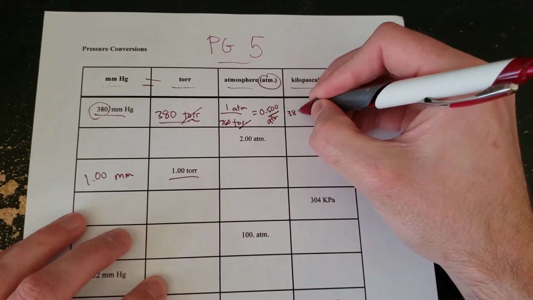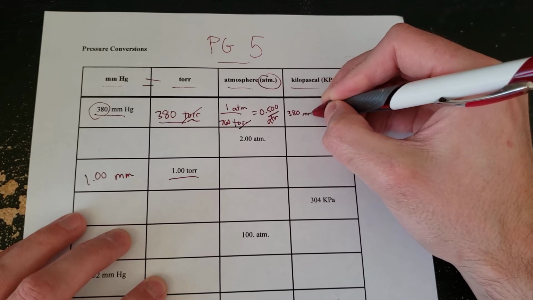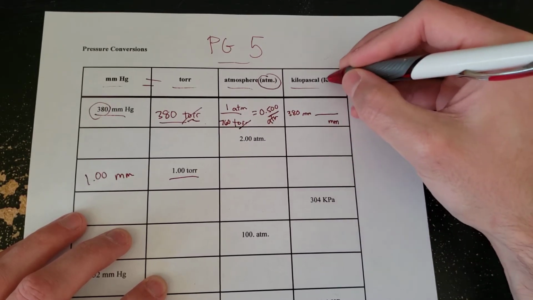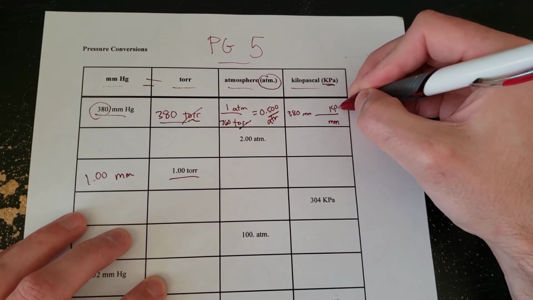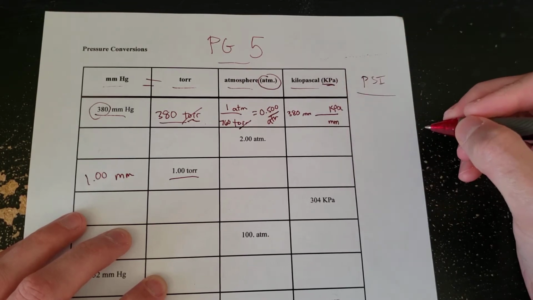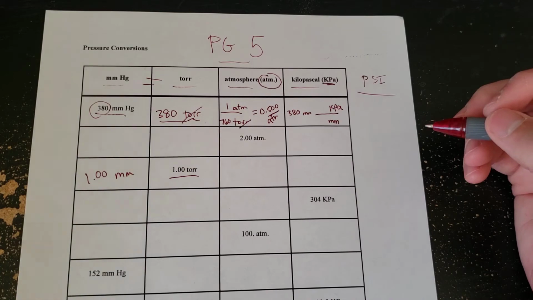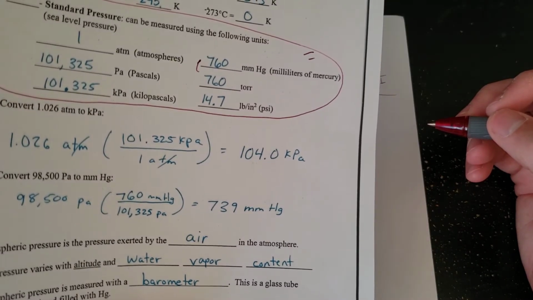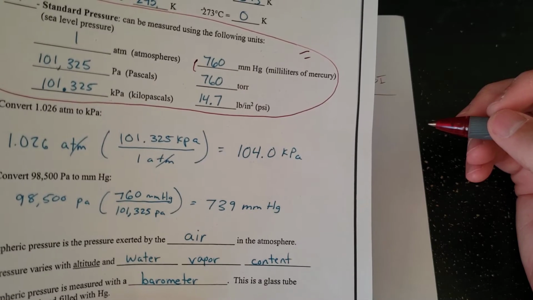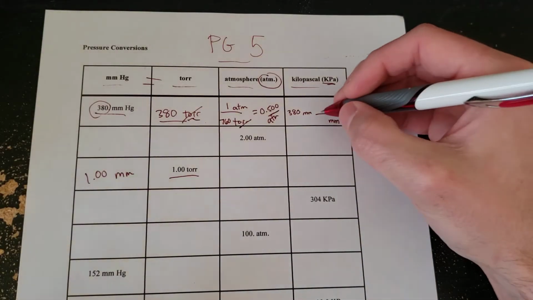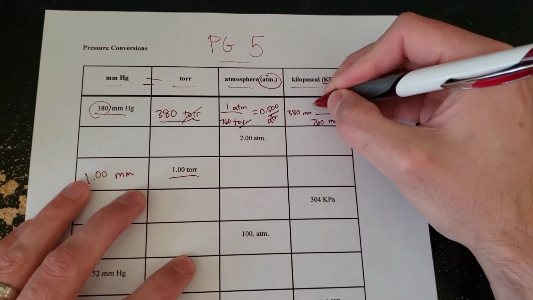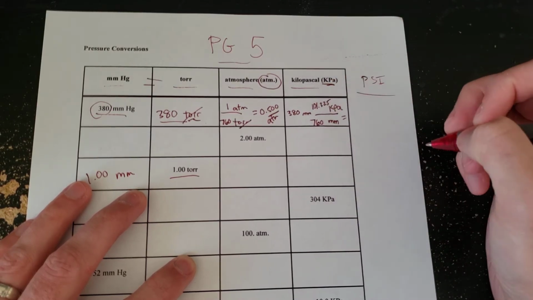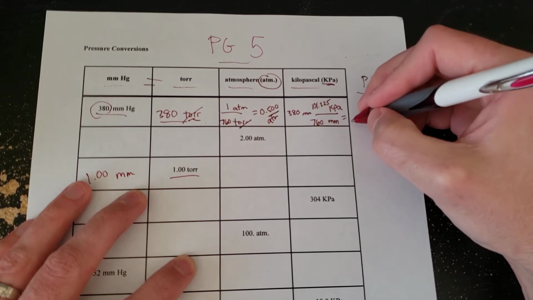So I'm going to do 380 millimeters of mercury. I'm going to set up my conversion with millimeters of mercury on the bottom and the new units, in this case kilopascals, on the top. From there, I'm going to go back to page 4 and look up the values. Millimeters of mercury is 760 and kilopascals is 101.325. And when I do all of that, I'm going to get 50.7.